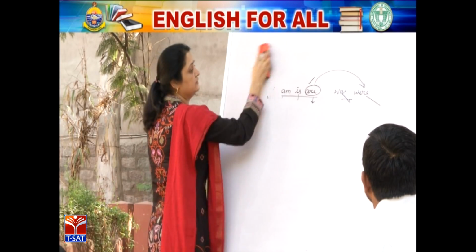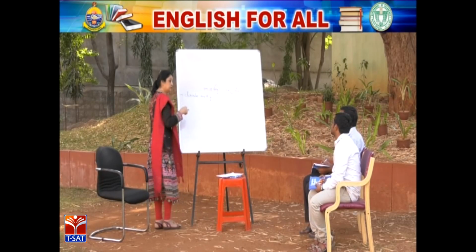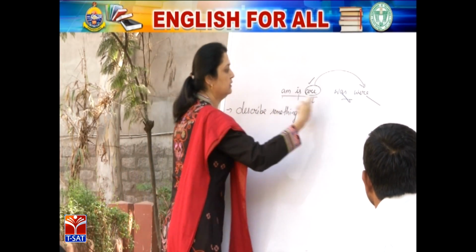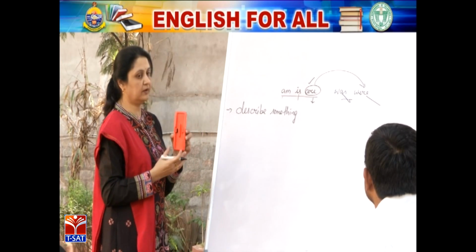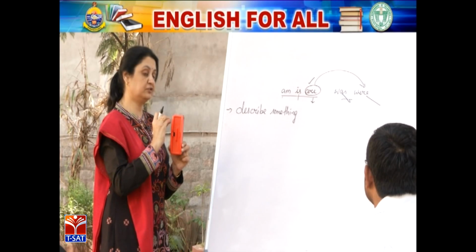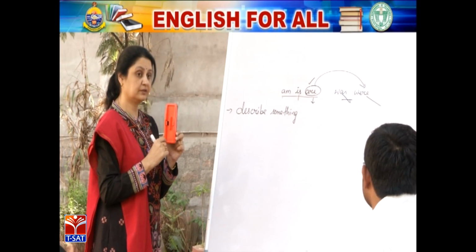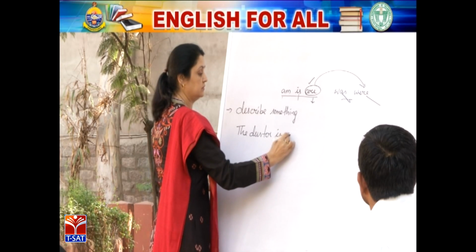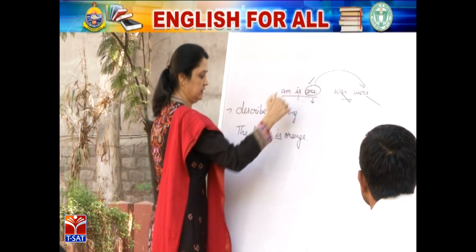Now the other usage of am, is, are, was, were is when we want to describe something. When you describe something, you give some more information about it. There also we have to make use of these. Now, what is the color of this duster? Orange. The duster is orange. To describe the duster we have made use of is.